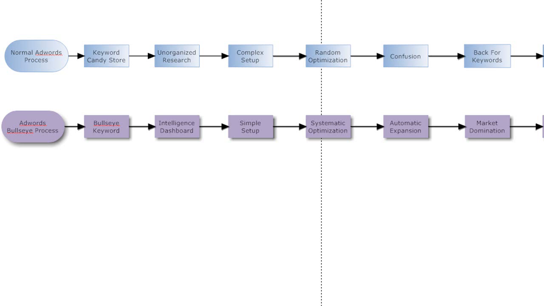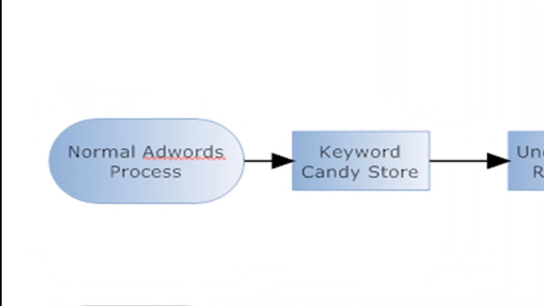But first I want to show the process that most people go through on their AdWords account. So let's look at the normal AdWords process first. With the normal AdWords process, people go in and they look at what we call the keyword candy store. And what do I mean by the keyword candy store? I mean that they look at all these keyword phrases.